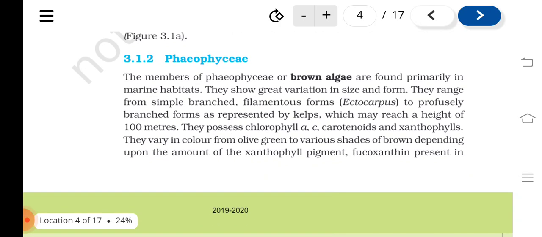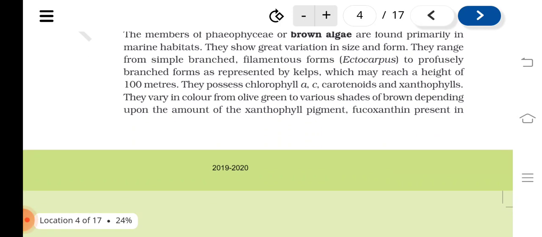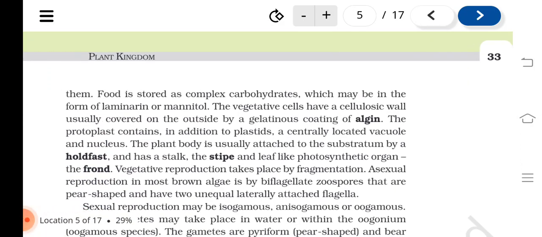Phaeophyceae. The members of Phaeophyceae or brown algae are found primarily in marine habitats. They show great variation in size and form. They range from simple branched filamentous forms such as Ectocarpus to profusely branched forms as represented by kelps, which may reach a height of 100 meters. They possess chlorophyll A, C, carotenoids and xanthophylls. They vary in color from olive green to various shades of brown depending upon the amount of the xanthophyll pigment. Fucoxanthin is present in them.